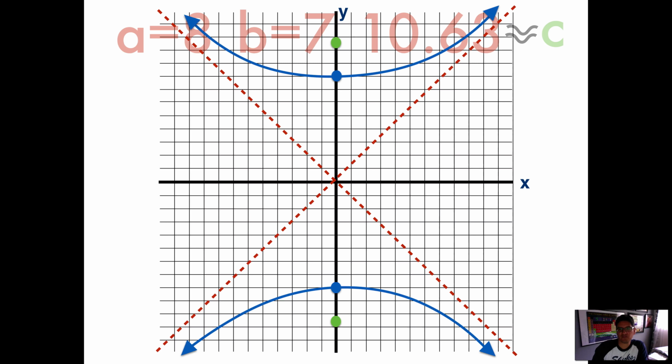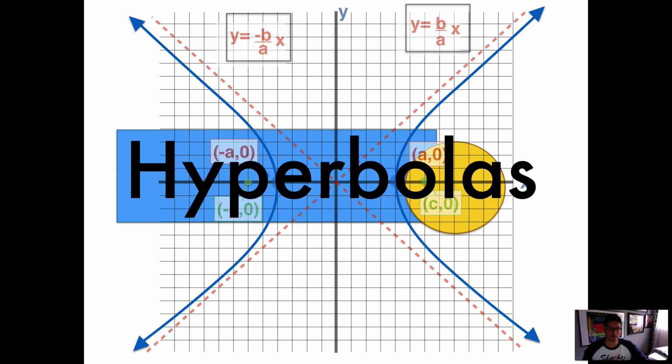My blue line will follow my asymptotes. They will come very, very close, but they never actually come in contact with that particular line. And that's my graph. That's how you graph hyperbolas when your center is at the point of origin.